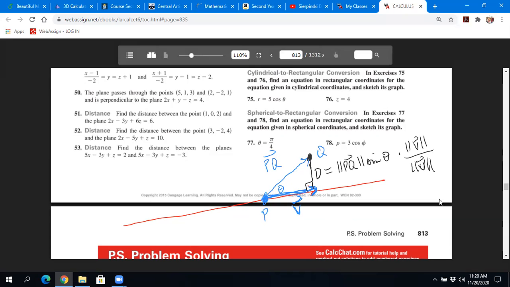Why do I do that? Well, because this right here, length of PQ, length of V times sine of theta, guess what that is? That's the length of the cross product. Okay, so we get the formula D is equal to the length of PQ crossed with V, the direction vector, over the length of V. Yeah, so it's a formula that almost looks like the previous one.